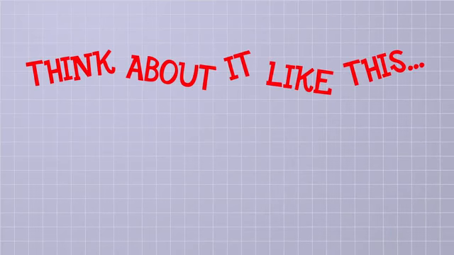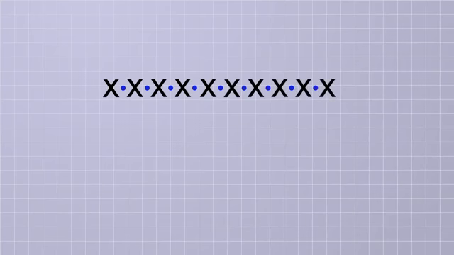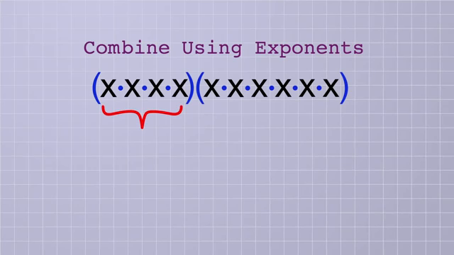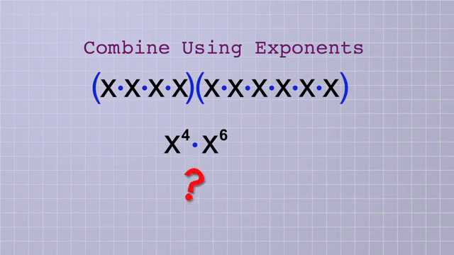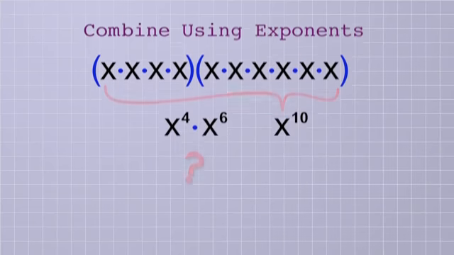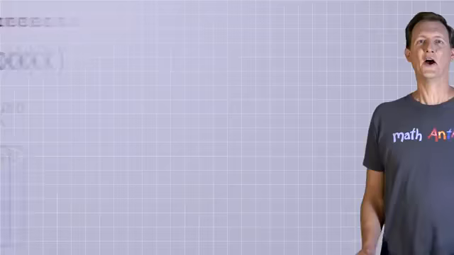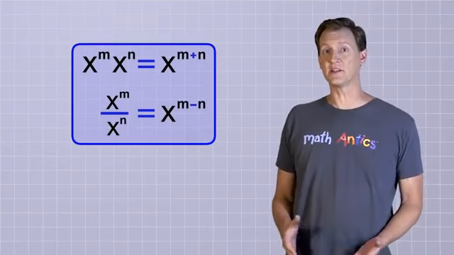Or think about it like this. If we had 10 x's all being multiplied together, we could form different groups of them and combine them using exponents. Like we could combine the first 4 x's into x to the 4th, and combine the remaining 6 x's into x to the 6th. And of course, those expressions would be multiplied together since all of the x's were being multiplied. But you'd probably never want to do that, would you? I mean, why not just combine all 10 x's into the expression x to the 10th? Ah, but there you see that our law holds true. X to the 4th times x to the 6th would equal x to the power of 4 plus 6, or x to the 10th.